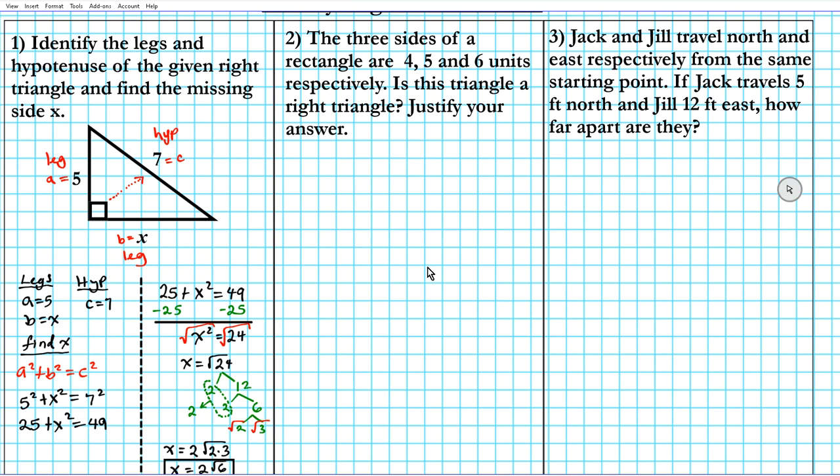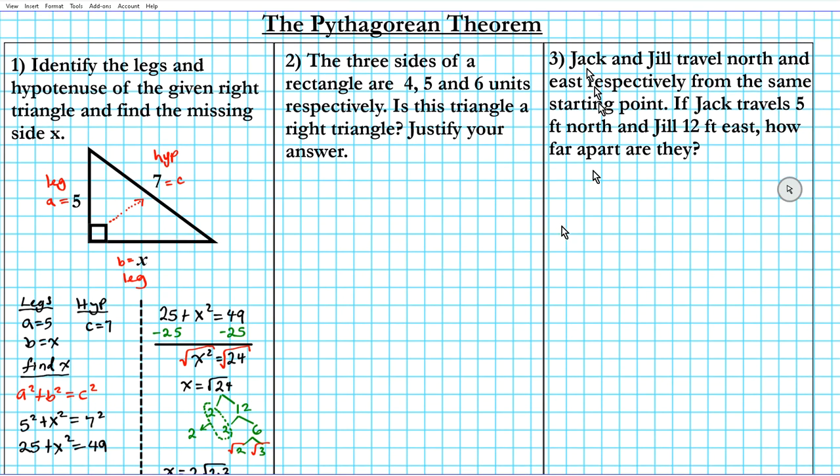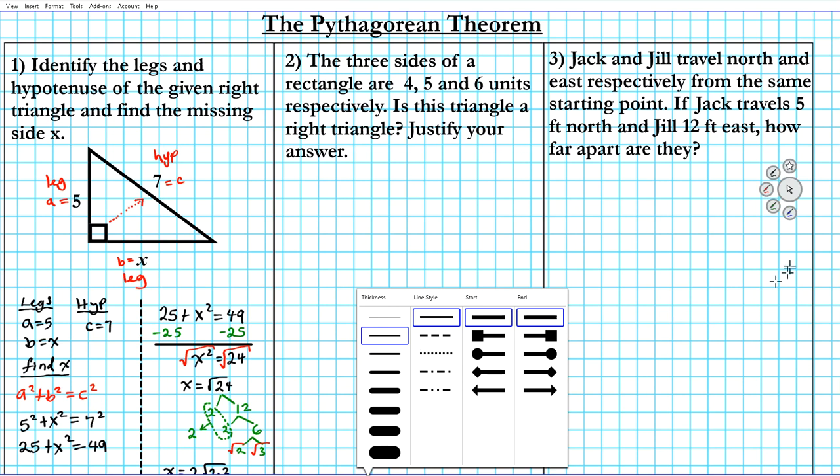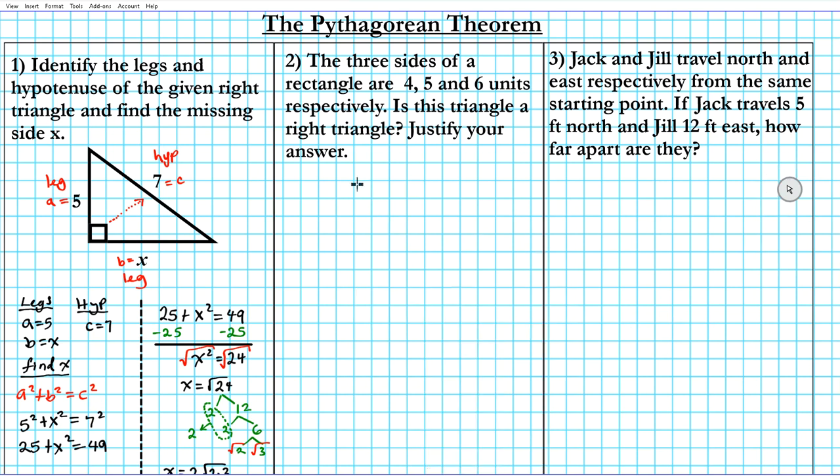All right, let's move on to question number 2. Question 2 reads, the three sides of a triangle are 4, 5, and 6 units respectively. Is this triangle a right triangle? Justify your answer. So let's give ourselves a visual of the situation. We're just going to draw a triangle, not necessarily right, and then populate the measures on the sides.